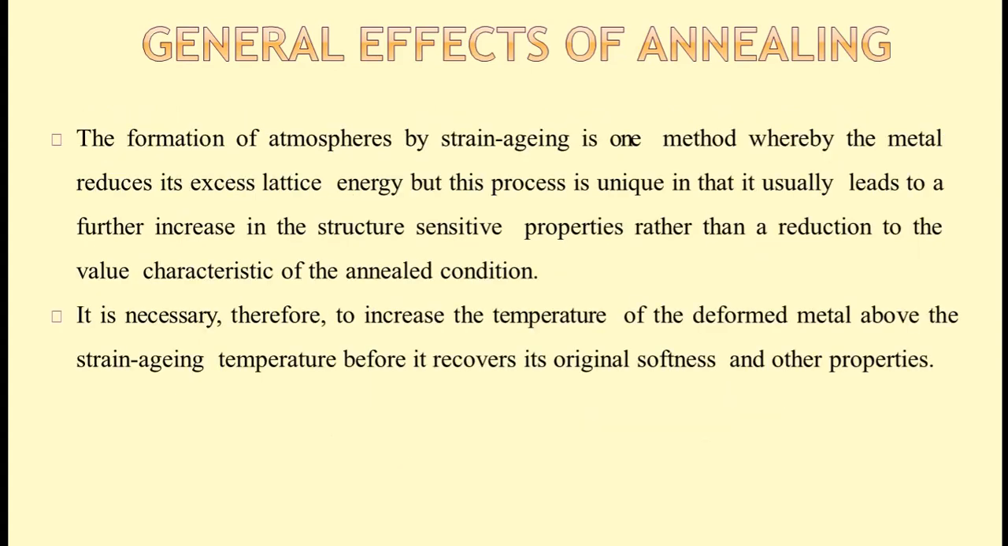The formation of atmospheres by strain aging is one method whereby the metal reduces its excess lattice energy, but this process is unique in that it usually leads to a further increase in the structure sensitive properties rather than a reduction to the values characteristic of the annealed condition. It is necessary, therefore, to increase the temperature of the deformed metal above the strain aging temperature before it recovers to its original softness and other properties.